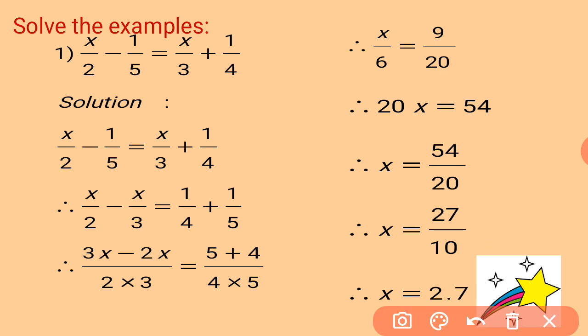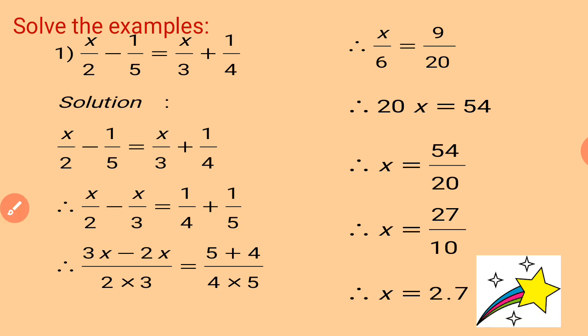So this is how you have taken x by 3 on the left hand side and here it has become x upon 2 minus x by 3. Then you have shifted this minus 1 by 5 on the right hand side and it has become 1 by 4 plus 1 by 5. This is how the variables are on one side and the constants are on the other side.